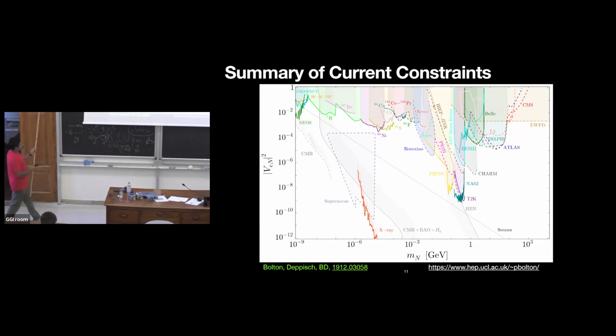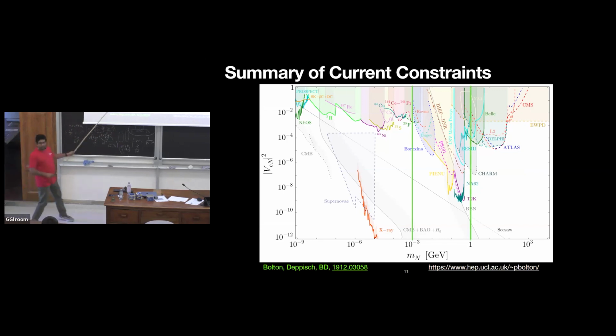Okay, so since the mass and mixing can be treated essentially as free parameters, I'm just plotting here in this plane what the current constraints are. This plot is very busy. There are various different constraints coming in here. But what is interesting to note is that you can roughly divide this whole region into 4 different regions. So to the left of roughly the MeV scale, the most important constraints are coming from cosmology or astrophysics, okay? Like from CMB, from BBN, from supernovae, and so on.